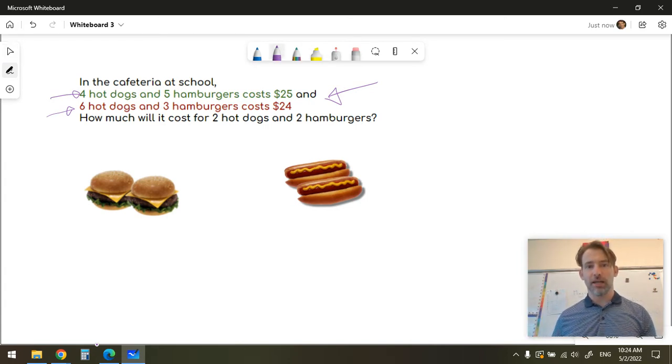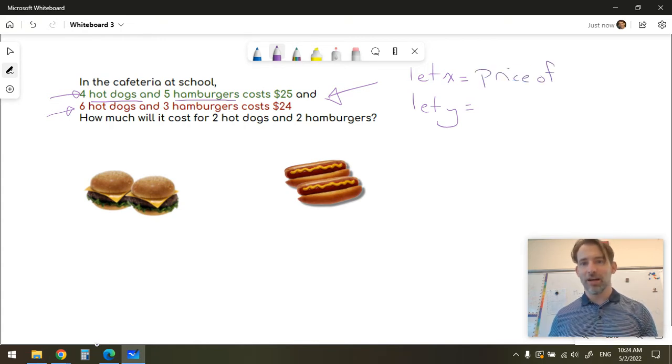First step is to make equations, and we're going to say let x equal one of our unknowns, and let y equal the other unknown. Okay, what are our unknowns? We don't know how much a hot dog costs, and we don't know how much a hamburger costs. So let's say let x equal the price of a hot dog, and let y equal the price of a burger.